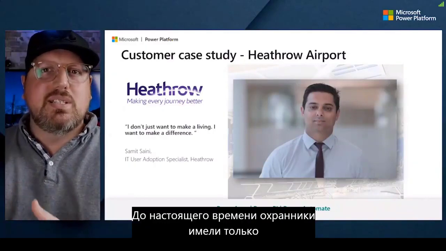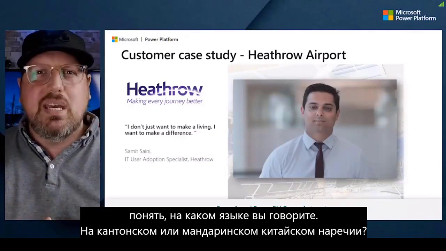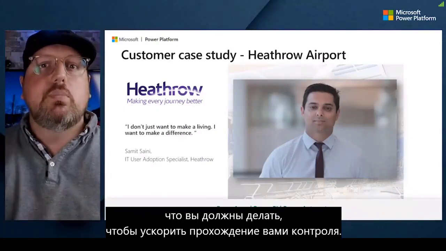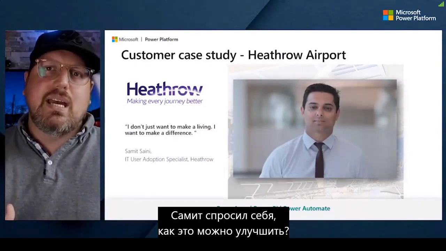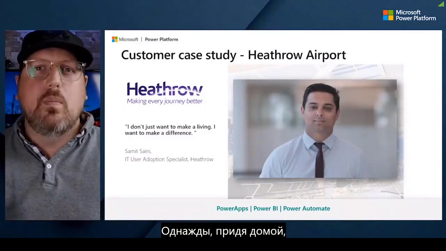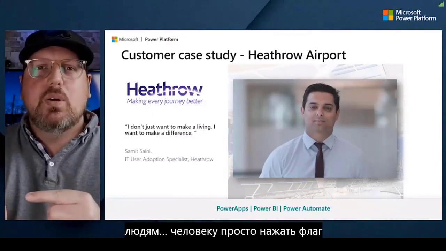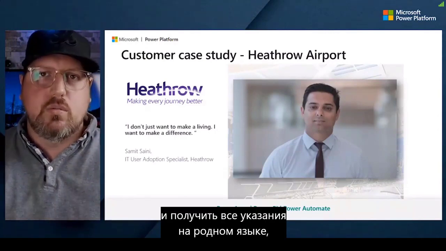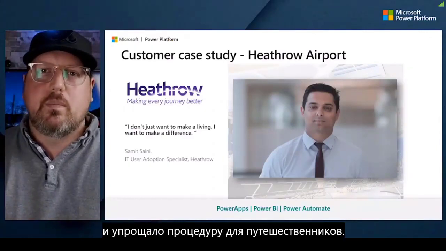So security officers until today, what they had were little flashcards that will try to understand what language you speak. Is it Cantonese or Mandarin? And then show you cards and say, hey, do those things, please, so we can accelerate your processing. So what Sumit said was, hey, how can we make this better? On his own time, he went home and he built a first Power App to do just that, where a person can only click on a flag and then all the directions will be given in their own language, shortening the time for processing through security, making all travelers go better.